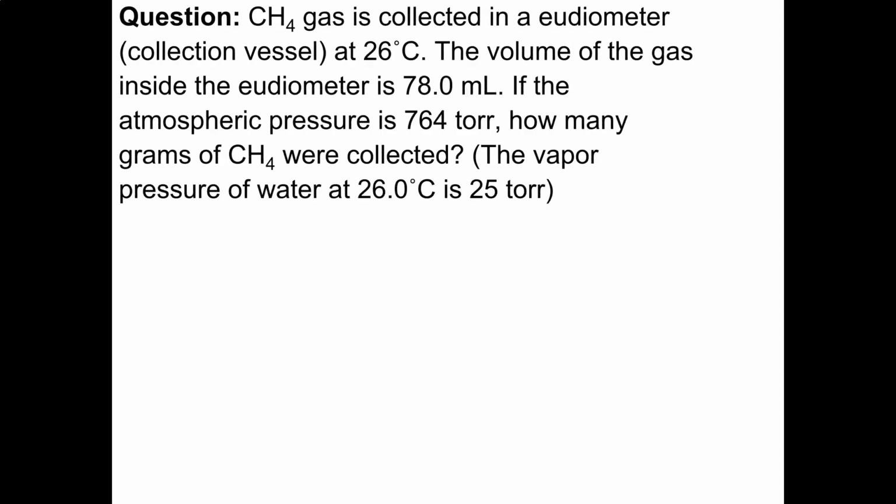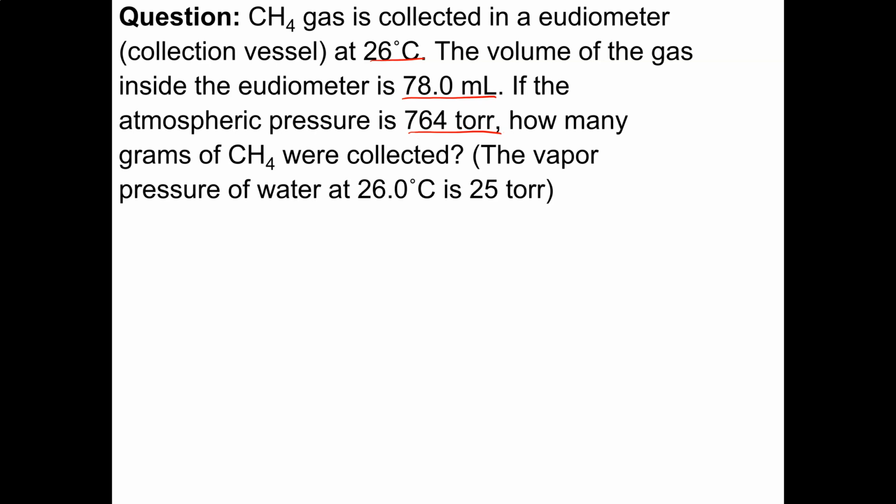People forget though. So when you do this calculation, I'll give you a scenario. CH4 gas is collected in a collection vessel at 26 degrees Celsius. So they gave us a temperature. The volume of the gas inside the vessel was 78 milliliters. If the atmospheric pressure is 764 torr, how many grams of CH4 were collected?